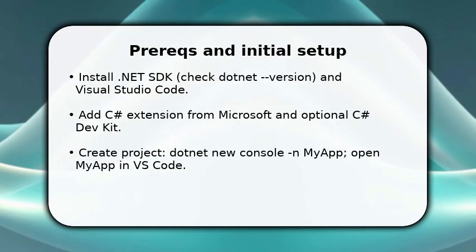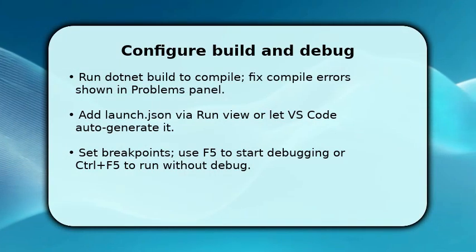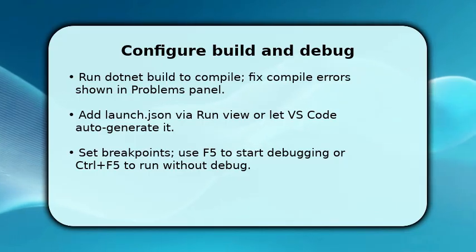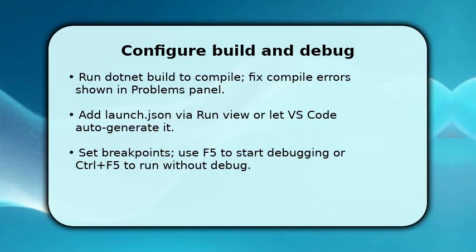Now focus on building and configuring debugging so you can run and inspect code. First run dotnet build to compile. Address errors listed in the Problems panel because IntelliSense depends on a clean build.